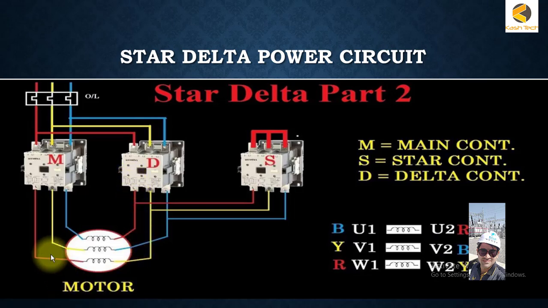Here you can see when contactor D is picked up, for the red winding, this is the start W1, and for example this is U1, this is U2. U2 is then connected to the yellow phase. So the red phase's second end is connected to the yellow phase's first end U1. Similarly, the yellow phase's other end is connected to the blue phase, and the blue phase's other end is connected to the red phase, and it's forming a delta.